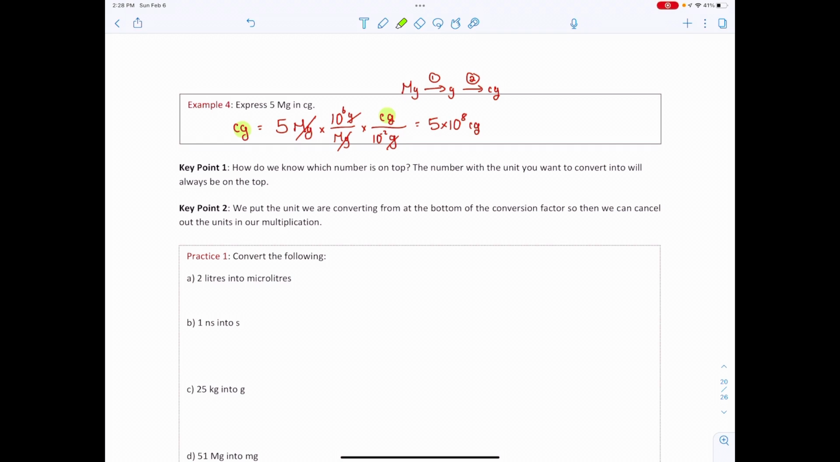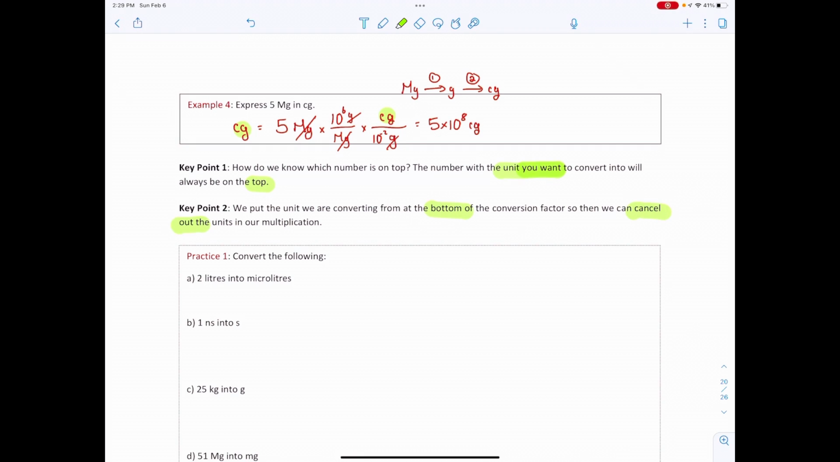So key point one is, how do we know which number is on the top? Which unit do we have on the top and which one do we have at the bottom? The number with the unit that you want to convert into will always be at the top. And we put the units that we're converting from at the bottom. The ones that we don't want will be in the bottom so that we can cancel out those units.